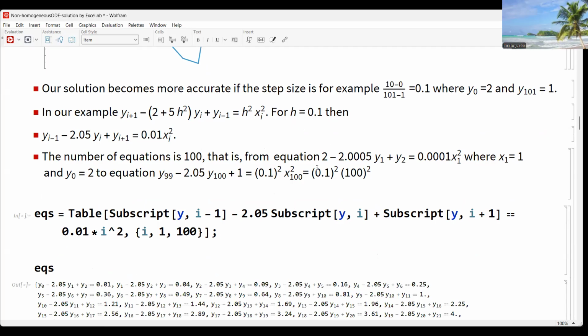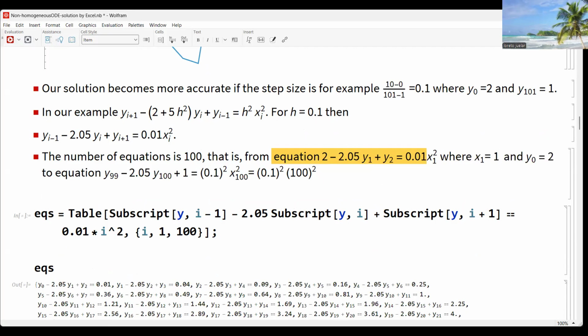So the number of equations is 100. That is from equation 2. It should be equal to 2.05, and this one is equal to 0.01, where x sub 1 is equal to 1 and y sub 0 is equal to 2 here. Okay.